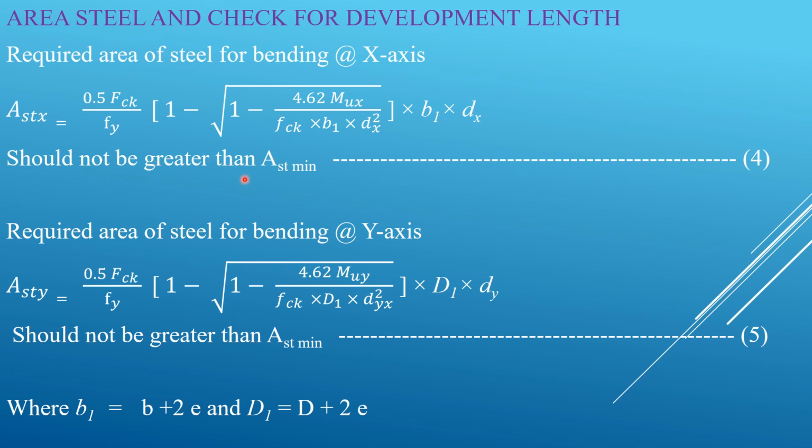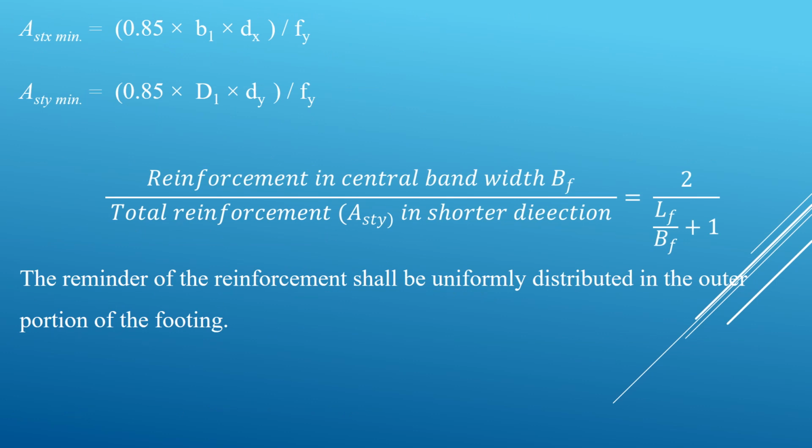It should not be greater than Ast minimum along the x direction and Ast minimum along the y direction, which is discussed in the next slide. Required area of steel for bending moment about the y-axis is the same formula, only the moment about the y-axis and capital D and dy are changed, where in the above formula B1 is B plus 2 times E and D1 is equal to D plus 2 times E, where B is the smaller dimension of the column, capital D is the larger dimension of the column and E is the offset for the column.